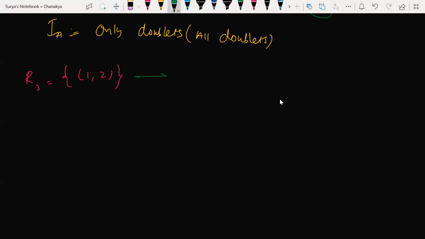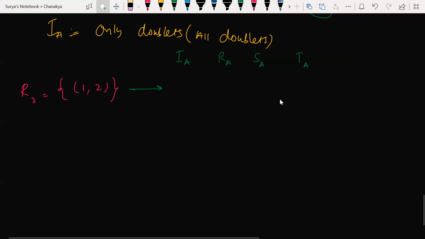First of all, let us write: identity or not, then reflexive or not, symmetric or not, transitive or not. Check whether it is identity or not. No, sir, it is not an identity. Clear. Not reflexive. Doublets not available.